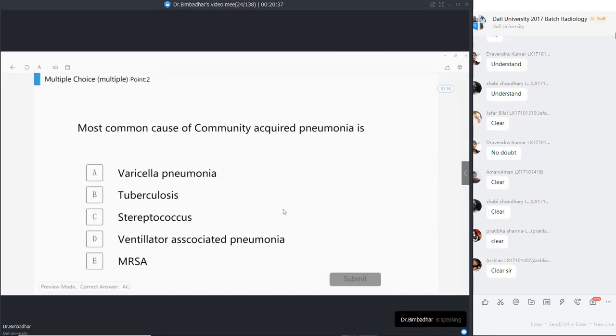This one is technically a very interesting question. There is nothing big of a logic here, but the answer has to be learned by heart. The most common cause of community-acquired pneumonia is varicella pneumonia and streptococcus pneumonia. There is no other option. You have to remember it that way. The most common cause is varicella pneumonia, which is a viral pneumonia, and then streptococcus pneumonia, a bacterial pneumonia.